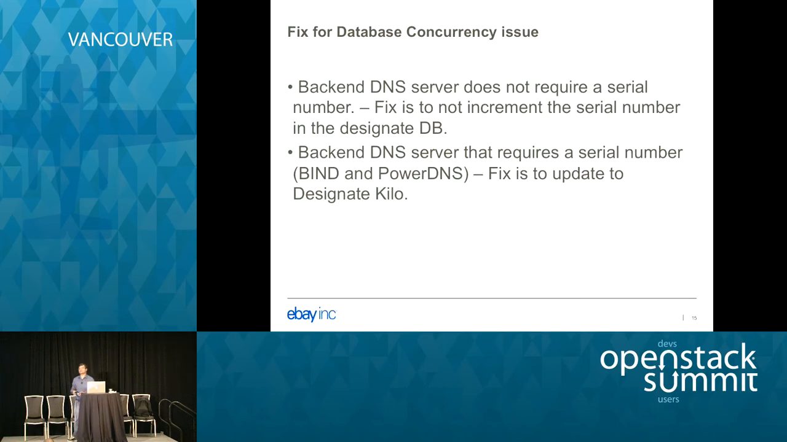So the fix for the database concurrency is, there are various backend DNS servers, and some backend DNS servers use the serial number, some don't. The backend database proprietary server that we use does not use the serial number. So for us, a quick workaround fix was to not update the serial number. That is one option. If your backend database does not update the serial number and does not need it, you won't have to worry about it. You just have to make sure that your code does not increment the serial number.